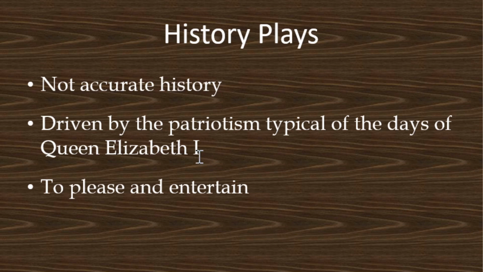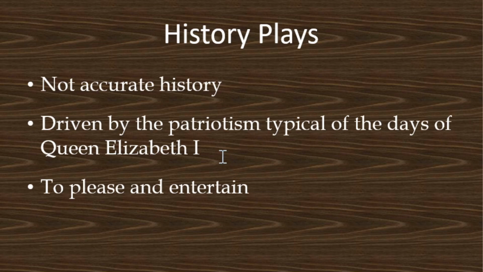Shakespeare's history plays are not accurate history. They are driven by the patriotism typical of the days of Queen Elizabeth. Queen Elizabeth tried to promote a kind of national pride among the people, and Shakespeare tapped that patriotic fervor of the people to give them what they wanted. And his history plays were enormously successful when he staged them.